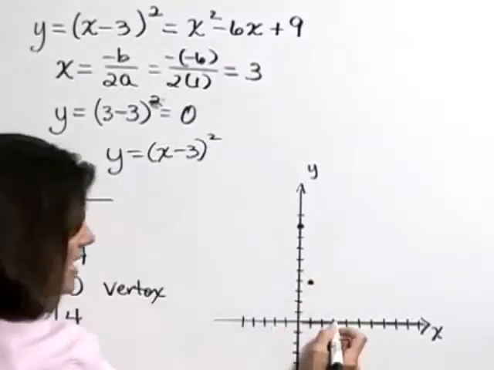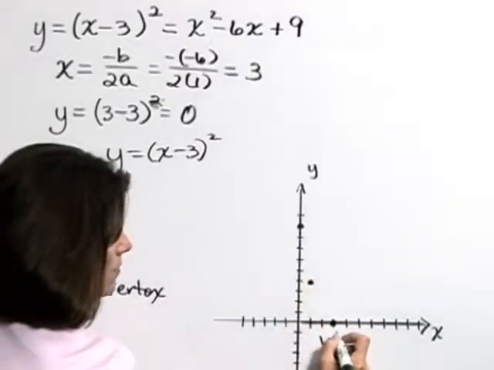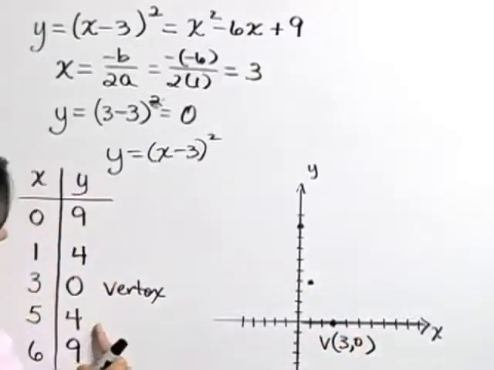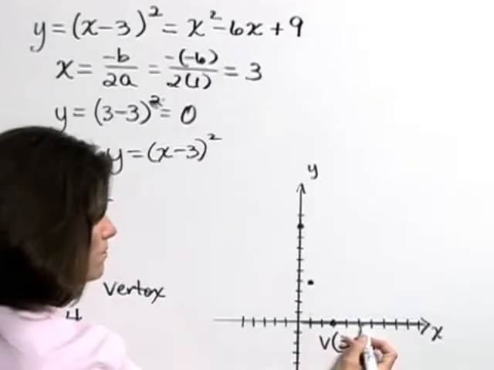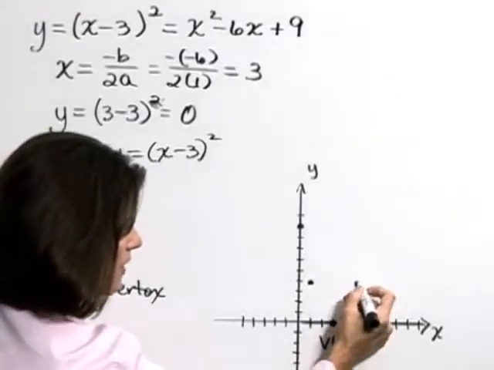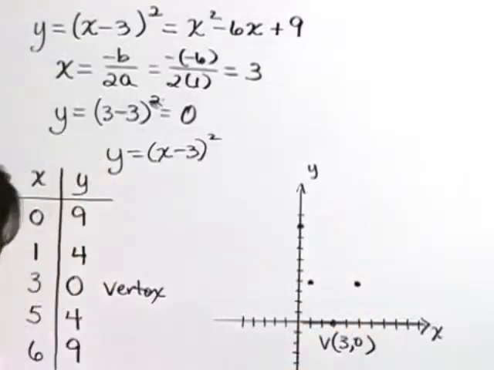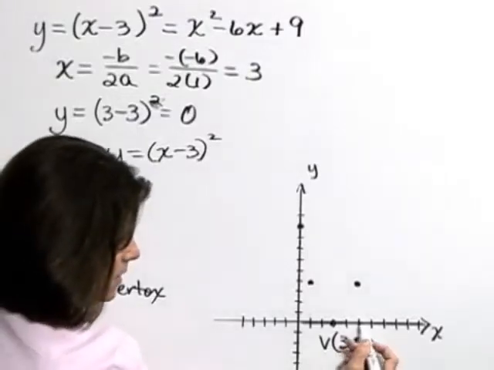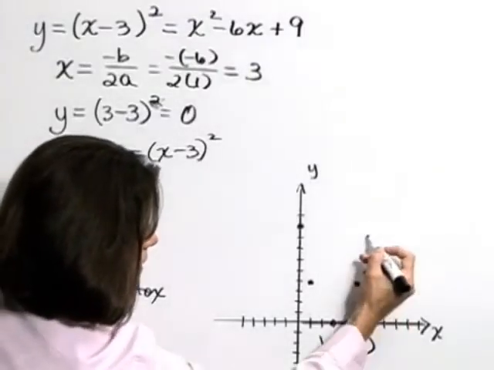We have the vertex at 3, 0. I'm going to clearly identify that. We've got another point at 5, 4. So we can start to see the symmetry involved in this parabola. Lastly, we have a point at 6, 9. This is 6, up 9.